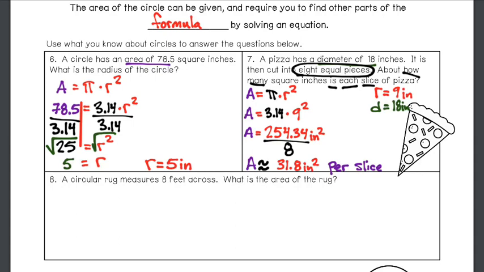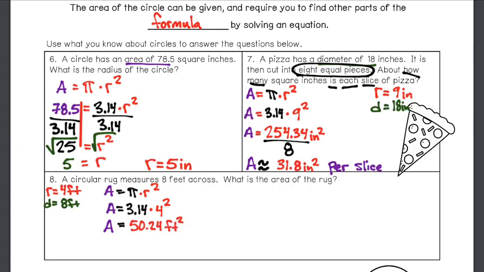Okay, next question. It says a circular rug measures 8 feet across. What is the area of the rug? Well, to start out, I have to find a radius and a diameter, because this is not a radius because it's not halfway across, it's all the way across. So I know the diameter is 8 feet, which makes the radius 4 feet. I then put in my area formula and replace the radius with 4. So I have 3.14 times 4 squared, and I get a grand total of 50.24 feet squared.